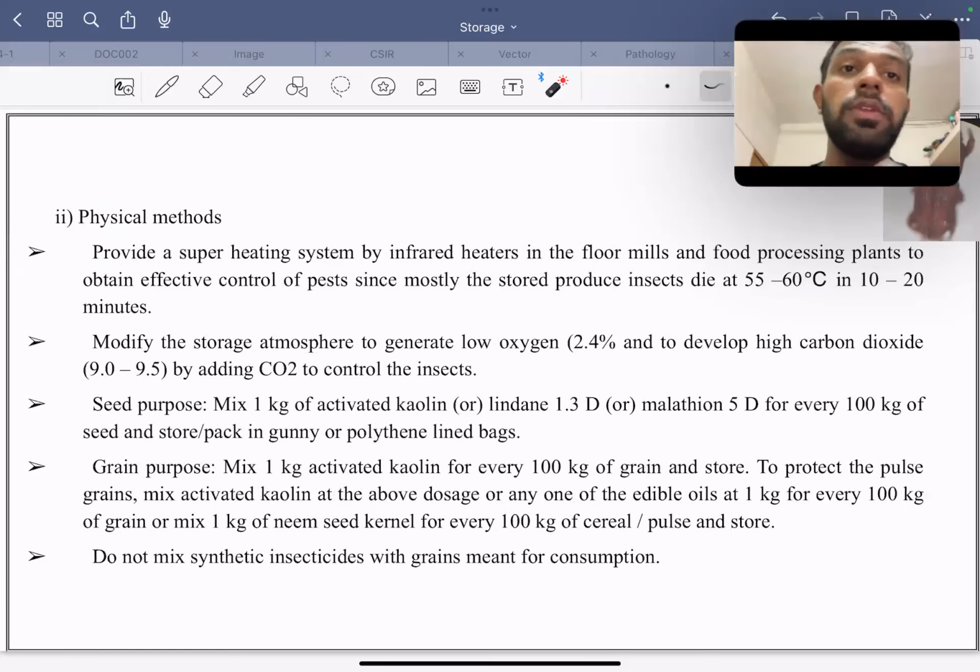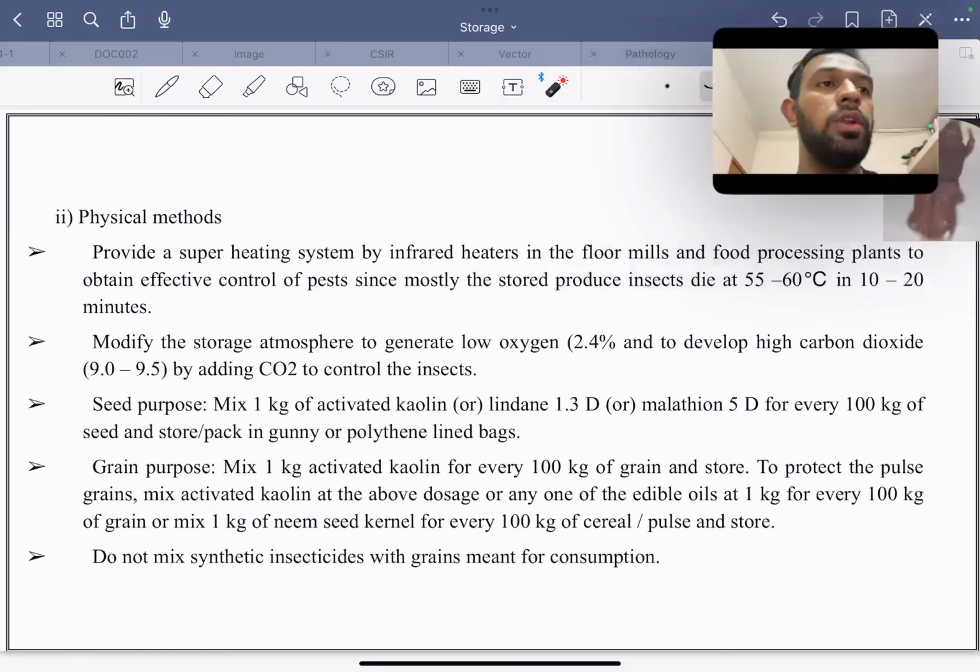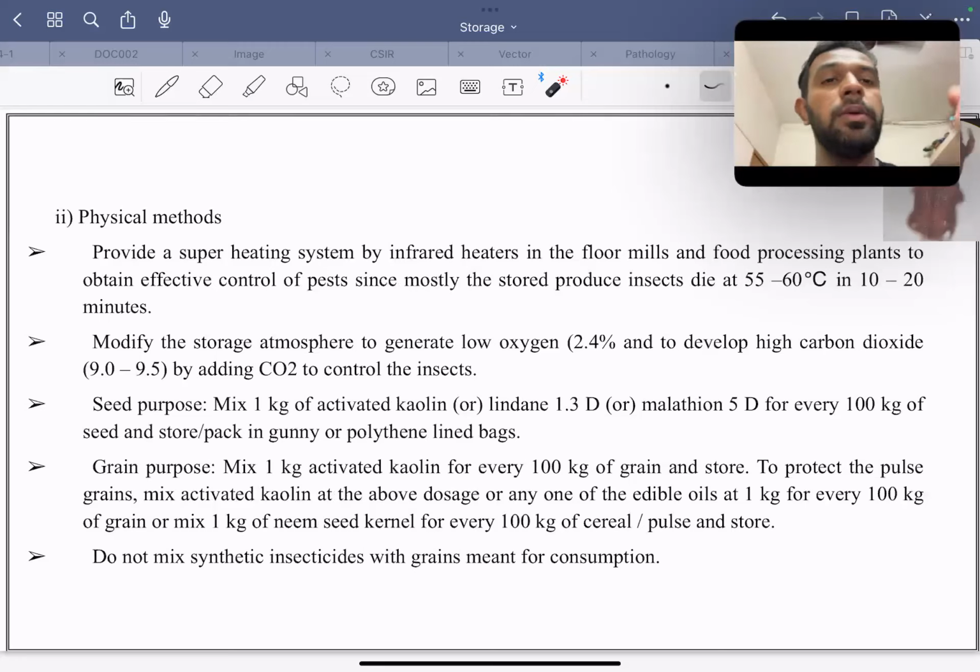The second one includes the physical methods. Here you will be using physical agents for controlling them. You can use infrared heaters in flour mills and fruit processing to obtain effective control. Then a modified storage atmosphere to generate low oxygen and develop high carbon dioxide by adding carbon dioxide. You can flush carbon dioxide into the storage structures and prevent the insects from developing.